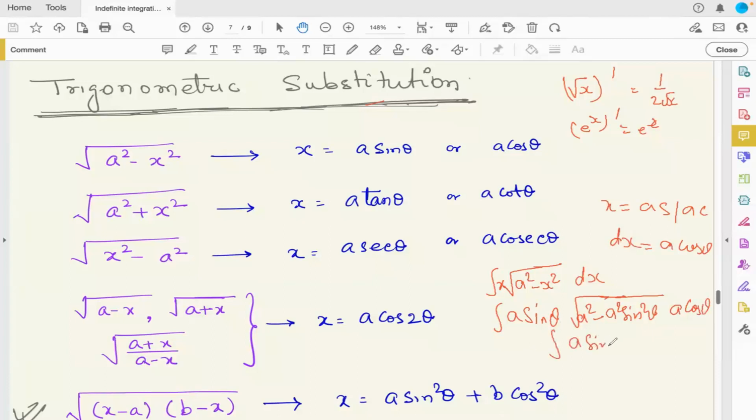A sin theta. And when we solve this, what do we get? We know that 1 minus sin square theta will be cos square theta. So when we solve this, we get a cos theta d theta, right? So when we solve that, what do we get? A cube sin theta cos square theta d theta.